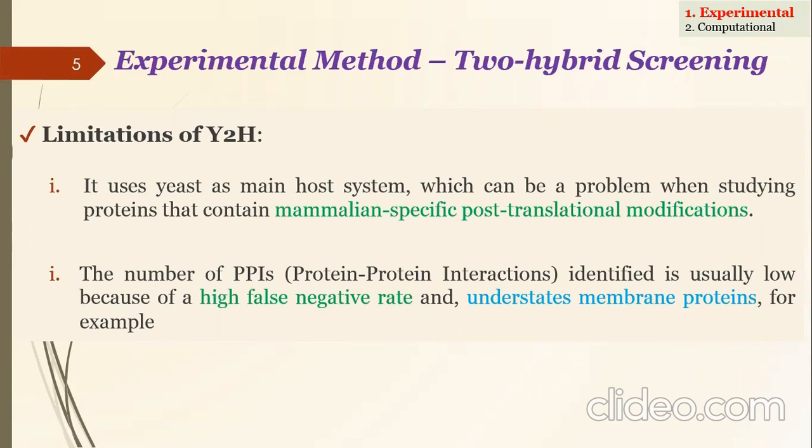Then the second is understating of membrane proteins. अब इसमें ये होता है कि membrane proteins को ये इस वजह से understate करता है because it is the inter cell, ठीक है. तो जो membrane proteins होती हैं उनको ये सही से identify या count नहीं कर पा रहा होता. These are the two limitations to yeast two hybrid. Okay, thank you so much.